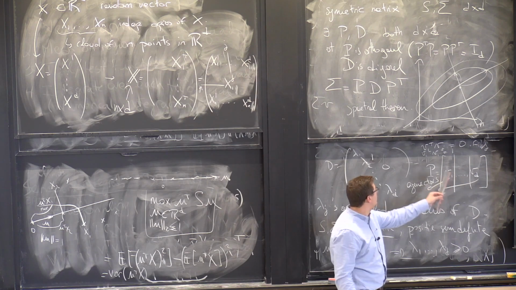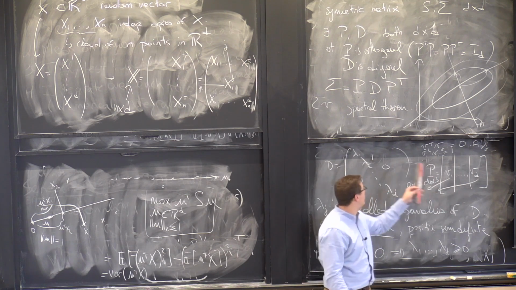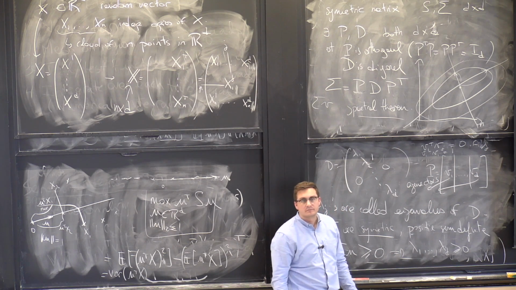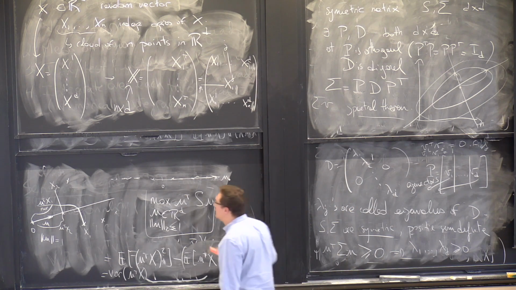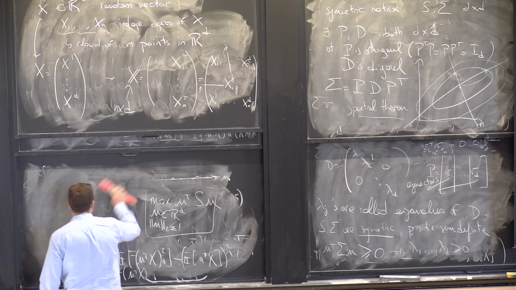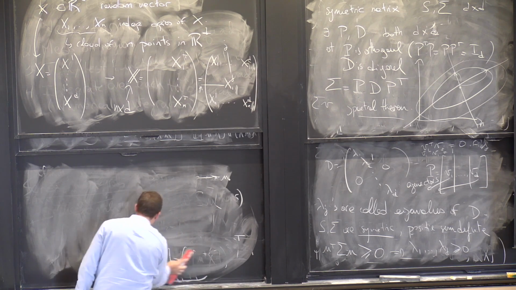And V1 is attached to lambda 1, and V2 is attached to lambda 2. OK? So let's see what's happening with those things. What happens if I take sigma? If you know eigenvalues, you know exactly what's going to happen.